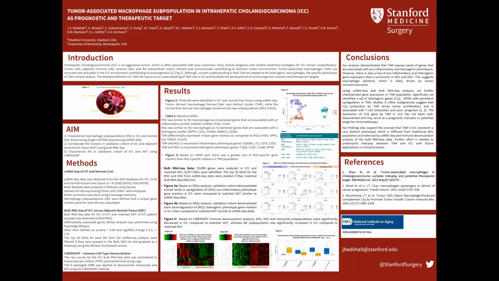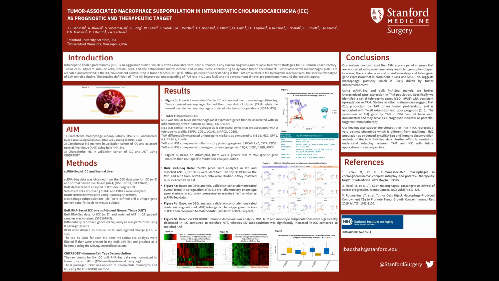All data sets for the single-cell RNA-seq were obtained from the publicly available database GEO. All analysis was done in RStudio using the Seurat package. Finally, cells that express CD14 and CD68 were subsetted and analyzed. Macrophage subpopulations were defined, and a unique gene marker panel for each macrophage subpopulation was calculated.